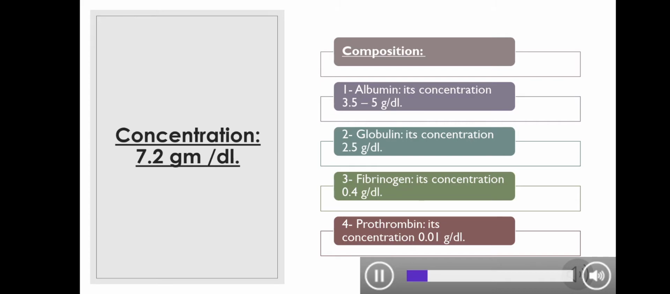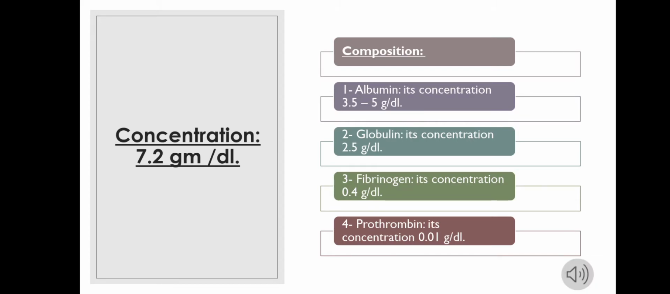Plasma protein concentration is 7.2 gram per deciliter. Composition number 1, albumin, its concentration is 3.525 gram per deciliter. Globulin, its concentration is 2.5 gram per deciliter. Fibrinogen, its concentration is 0.4 gram per deciliter. Prothrombin, its concentration is 0.01 gram per deciliter.